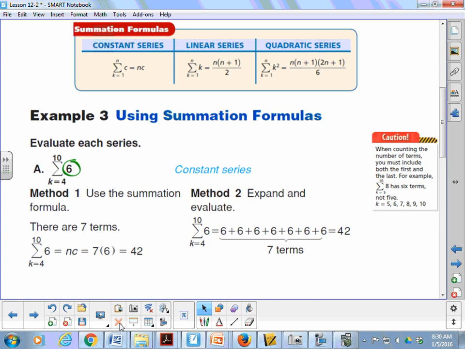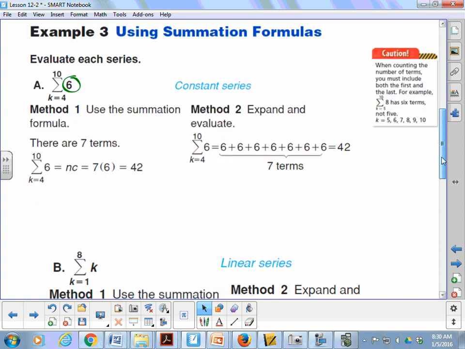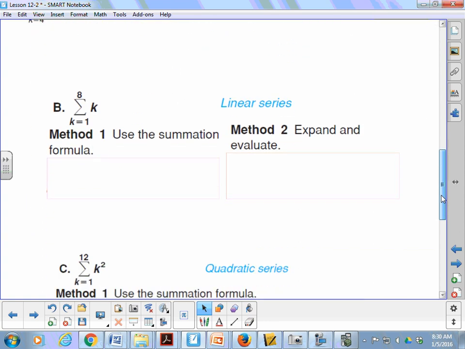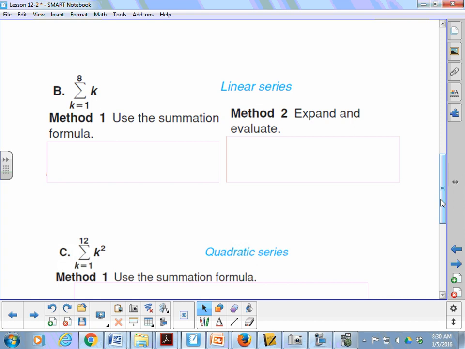Okay, I got it now. All right, so that's when we have a constant. And they have a little caution over here to specify that if we go from 5 to 10, there are 6 terms there, not 5 of them. All right, when we have just a constant, or not a constant, but just a linear k.